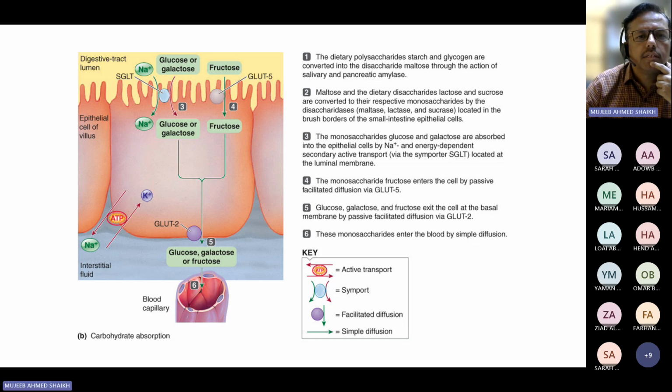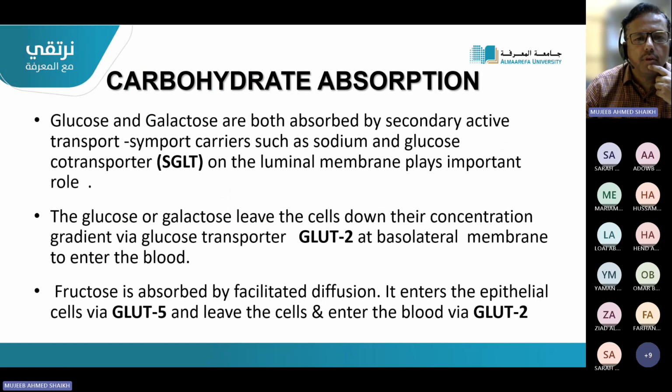So let us go back to the previous slide. Carbohydrate absorption will be in the form of absorption of glucose and fructose. They occur through a transporter known as the sodium glucose transporter, SGLT, which is a symport carrier protein. Symport means the one which will carry both sodium and glucose in one direction, from outside to inside, together. This is called symport transport.